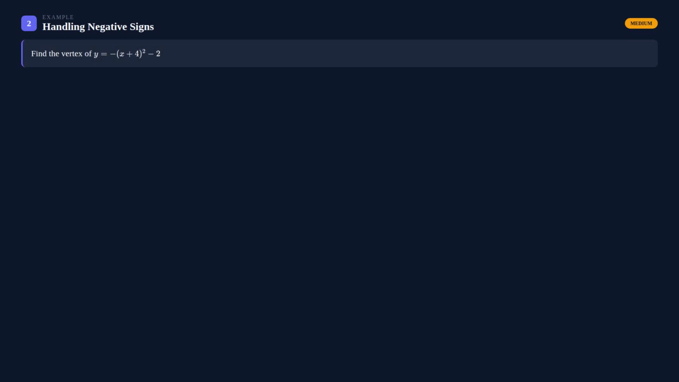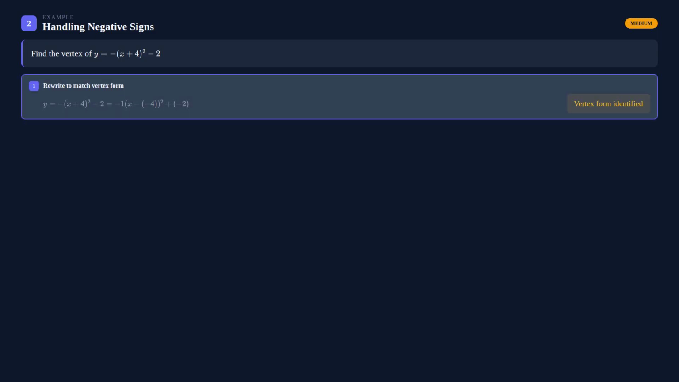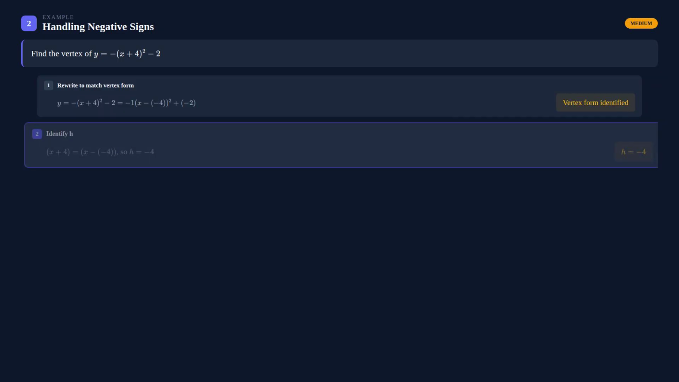Example 2: Handling negative signs. Find the vertex of y = -1(x + 4)² - 2. Step 1: Rewrite to match vertex form. y = -1(x + 4)² - 2 equals -1(x - (-4))² + (-2). This gives us vertex form identified.